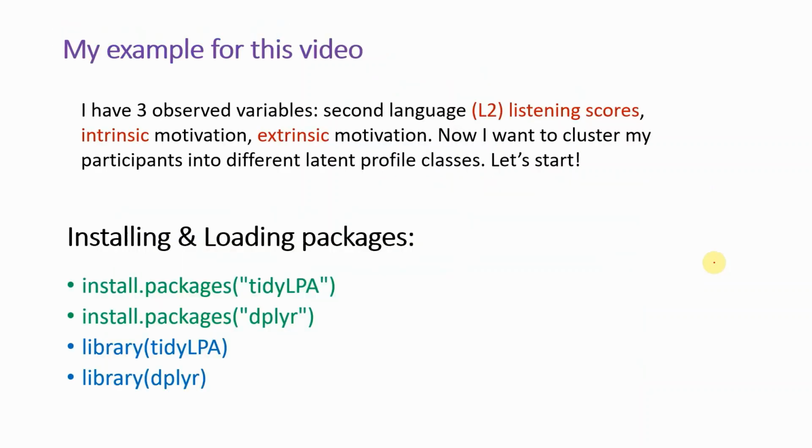Next, for this video, I'm going to demonstrate an example. I have 3 observed variables: the second language listening score, intrinsic motivation, and extrinsic motivation. Now I want to cluster my participants based on these 3 observed variables: their listening scores, their intrinsic motivation, and their extrinsic motivation. For example, are people with higher intrinsic learning motivation the ones who have higher scores, and so on. Okay, we're going to use the package called tidyLPA. So let's start.